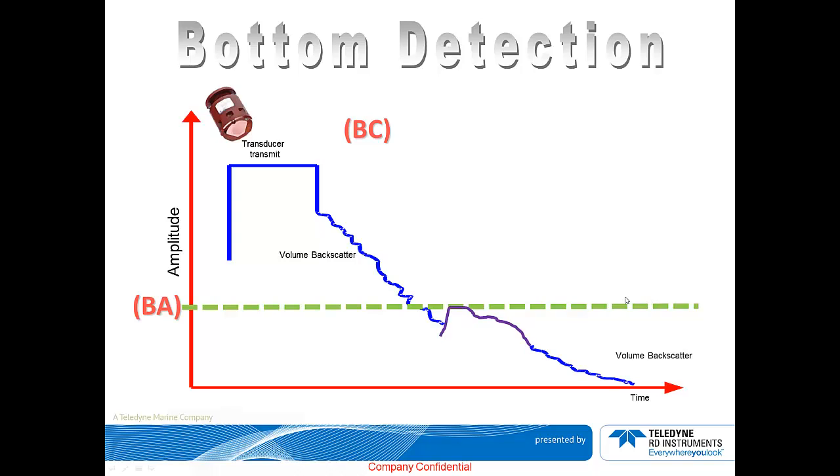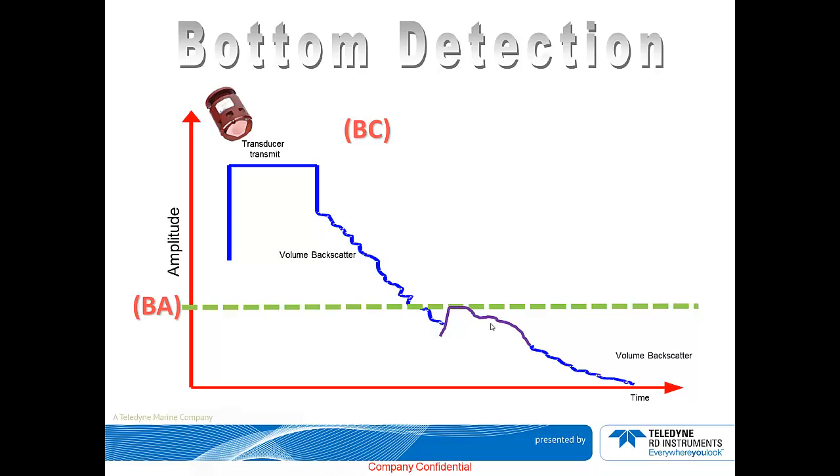Okay, let's imagine that the DVL signal hit a target and produced this kind of return signal, represented by the purple signal. As you can see, this signal fell below the threshold set by the BA parameter, which means that the DVL will know that this is not the bottom and thus would reject it.